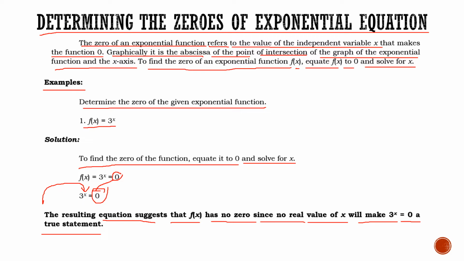If we put negative, 0, and positive numbers, there is no way for us to arrive at this value being equal to 0. Meaning it makes the statement a false statement, because with 3 raised to x, if we put values on x, we cannot get 0. So the left side is not equal to the right side, then there is no zero for this exponential function.